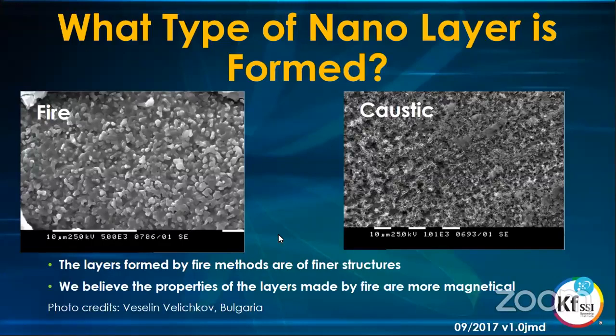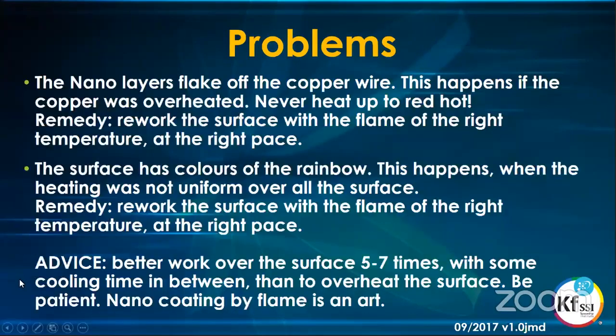I think the next slide was about possible problems which could arise. So you may obtain a very nice black or dark gray surface, and when you touch it, you see it goes off, or you just keep it hanging, and the next day you see everything has fallen out. The flaking of the layers happens if you overheated the copper. If you reach 700 centigrade, it's already overheated. So we have to take care to never heat it up to a red hot color.